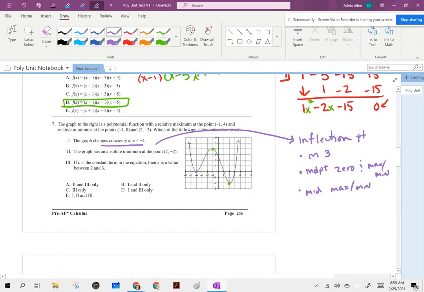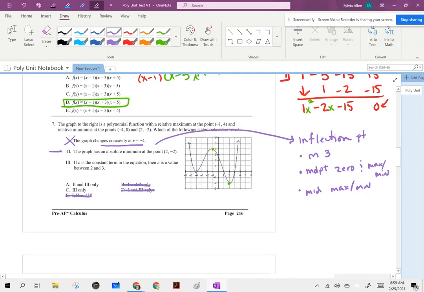So you can go back to your notes. It talks about the three conditions on which an inflection point occurs. So that doesn't change concavity at negative 4. What that does is it's tangent. So automatically number 1 is out. So we can eliminate those 3 answer choices.